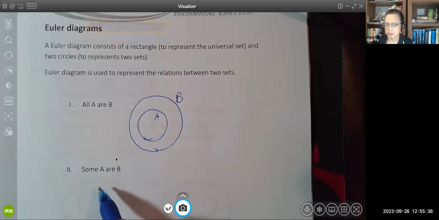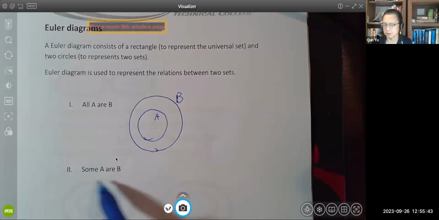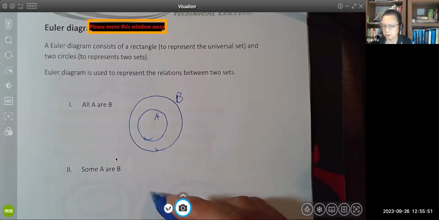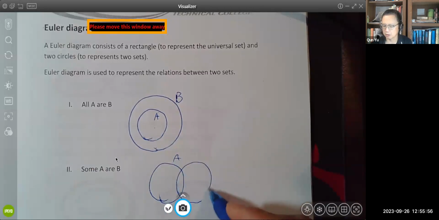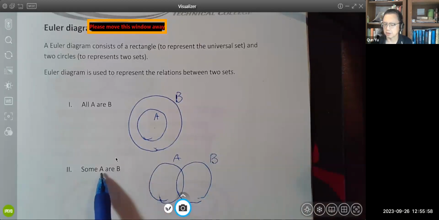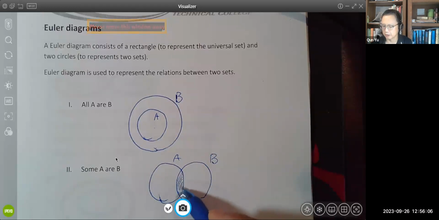The second relation, some A are B. Whenever you have this "some" at the beginning of the description, you will have two circles that are partially overlapped. That's how we represent them. So this is our A circle, and this is our B circle. They're talking about that part of A that is also B. So they're talking about this part of A, because this part belongs to A and also belongs to B, right? Some A are B.